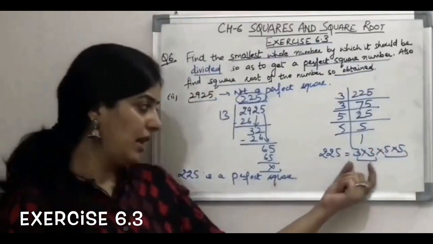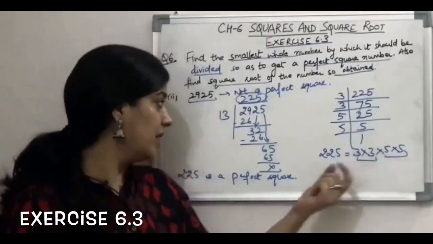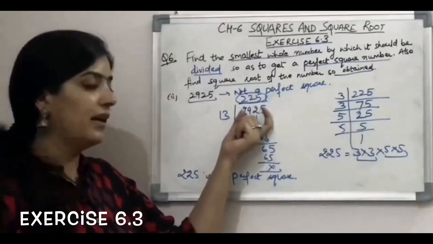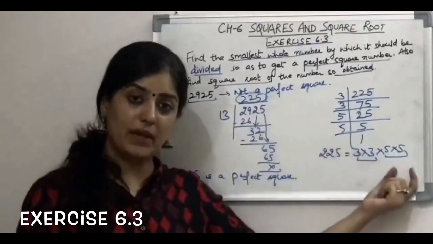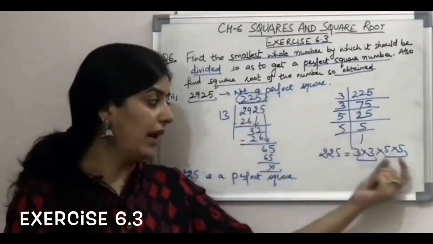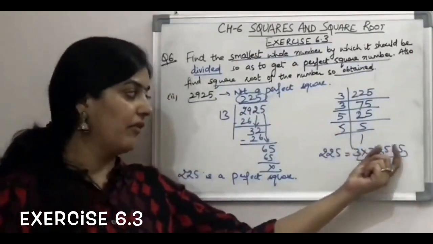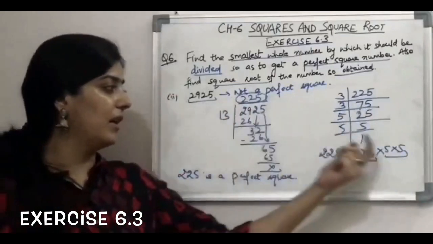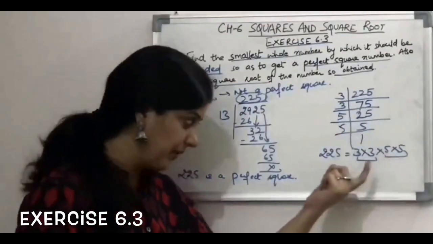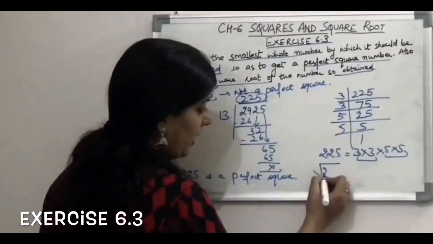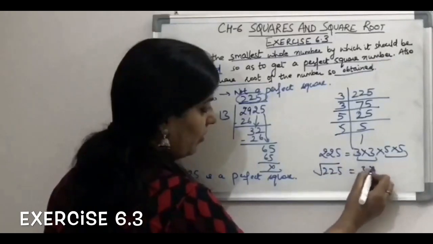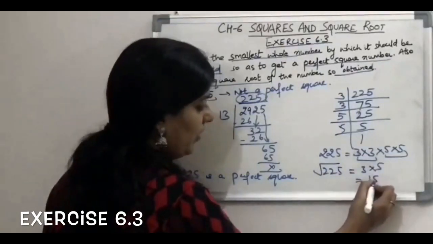These are the same that we have got in prime factorization of 2925. Same वही number है. There only one number 13 extra था. बाकी इसमें क्या है? We have removed that number, 13 से divide कर दिया, so we have not got any 13 here. So square root of 225 is 3 into 5, that is 15.